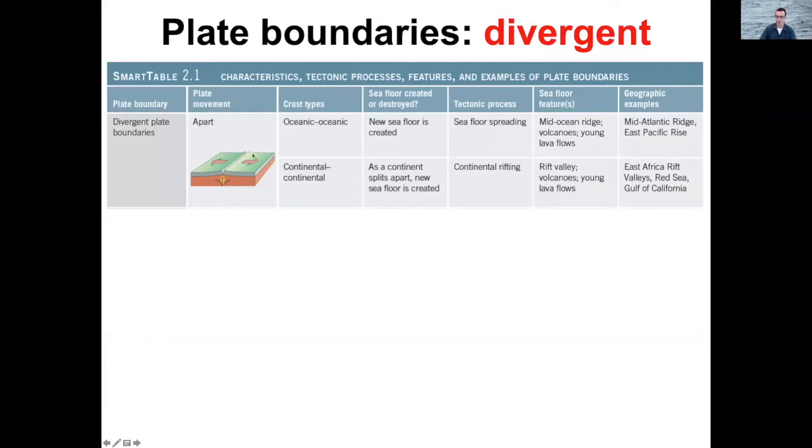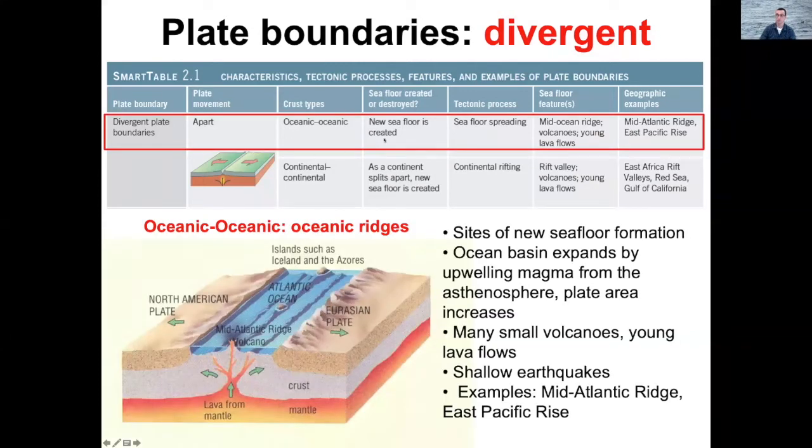In the case of ocean-ocean divergence, we are creating new seafloor. And so this is seafloor spreading, which we've talked about some. And from that, you get mid-ocean ridges and volcanoes and young lava flows. So for example, here, this is the Mid-Atlantic Ridge. It's relatively slow spreading. We've got the North American plate and the Eurasian plate moving apart. And you then have lava from the mantle coming up and creating new ocean floor to fill the space in between.